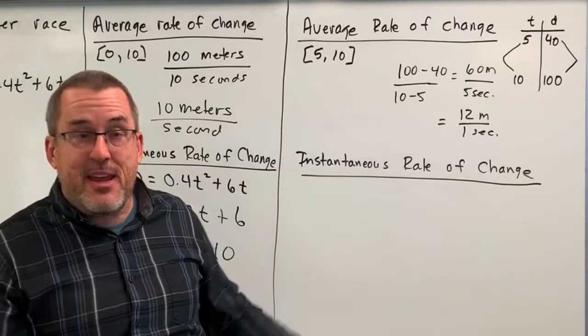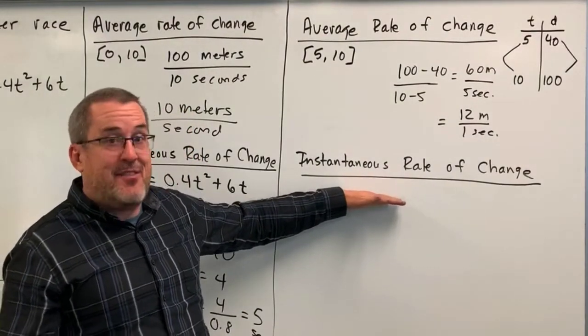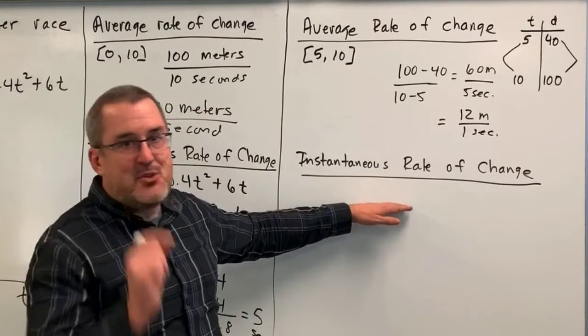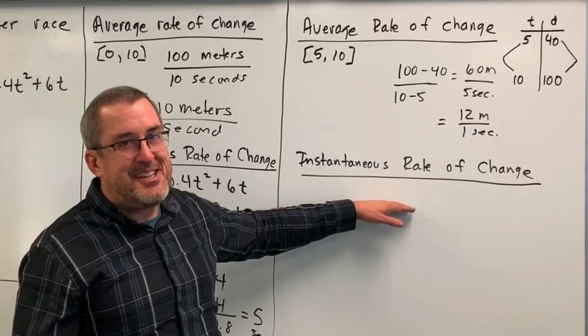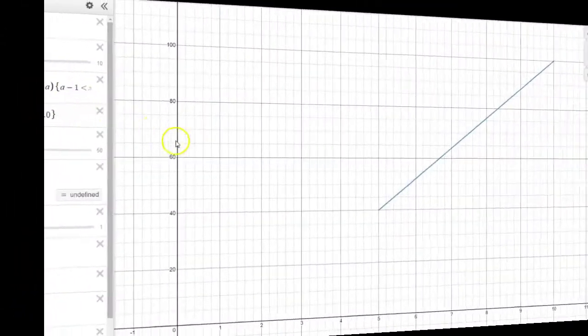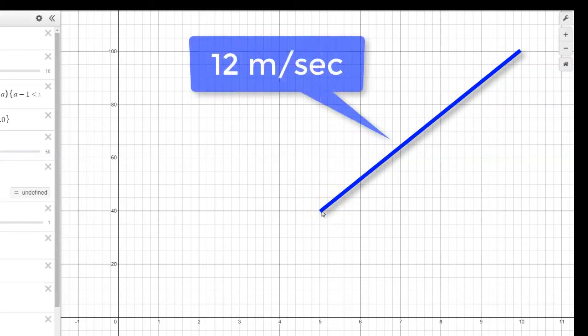So a question could be, is the runner's instantaneous rate of change ever the same as that? Is it ever the same as 12 meters per second? Let's do a quick Desmos exploration and see if we can get a feel for the answer to that question. So we're now focusing on the last 5 seconds of this race. This linear line segment in blue represents the average speed of 12 meters per second. You can kind of see it here.